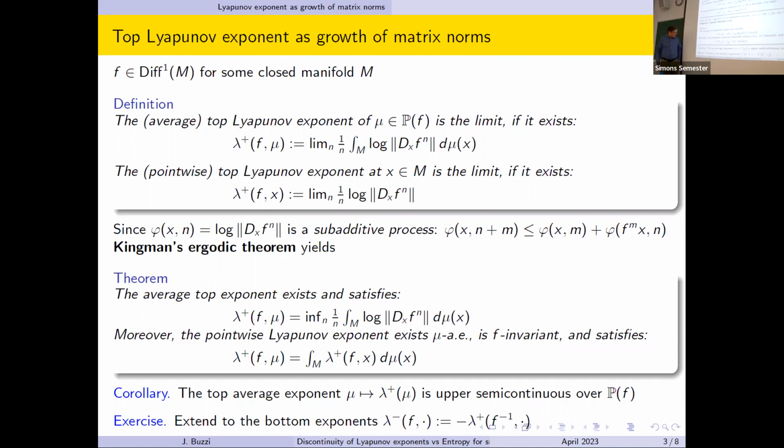And now, a second exercise: you can look at the bottom exponent, average and pointwise, which is just defined as minus the top exponent for the inverse map. Exercise: check what it gives you. Indication: it will not be semi-continuous. But that's just to have some fun. Question? So we have these two, bottom and top exponents.